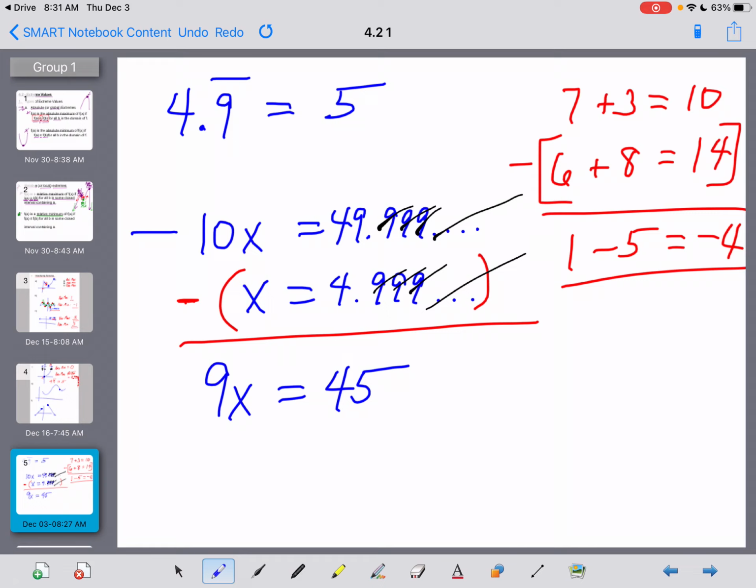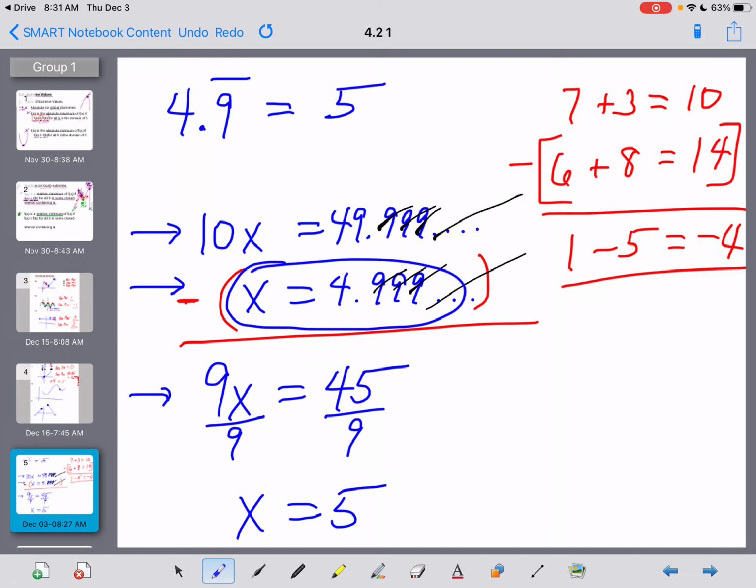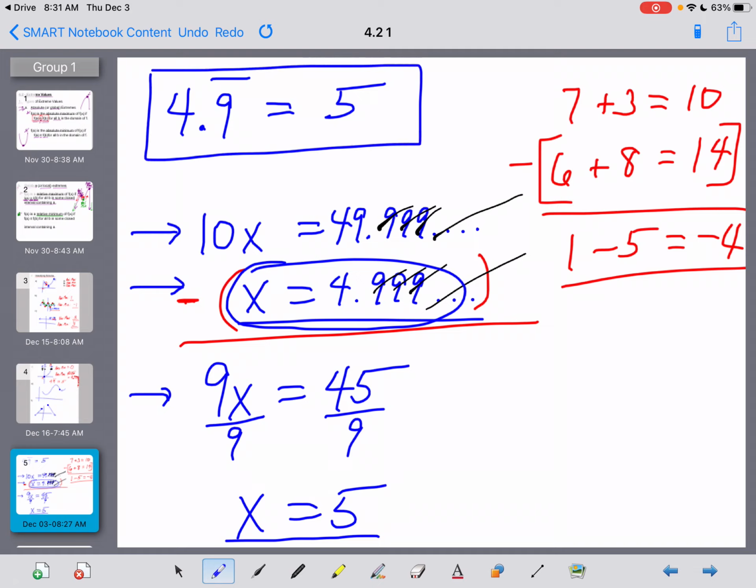So if this equation was true, which it is based on the fact that this equation is true, then this equation has to be true as well. So we're going to divide both sides by 9 and get x equals 5. Now look at the original statement we began with, guys. x was equal to 4.9 repeating, and we manipulated that and got x equals 5. Well, x can't equal two different things, everybody, without those two things being equal to each other.